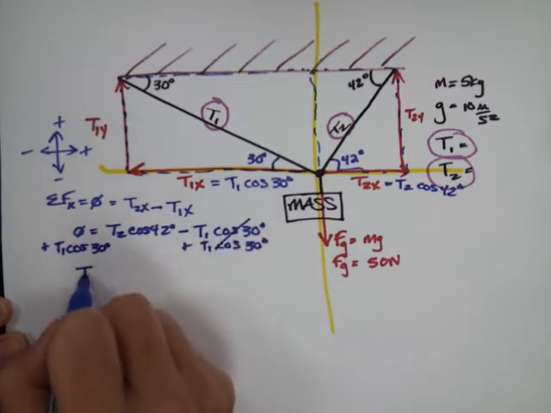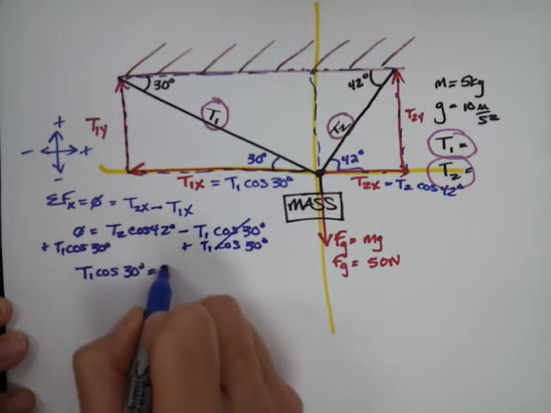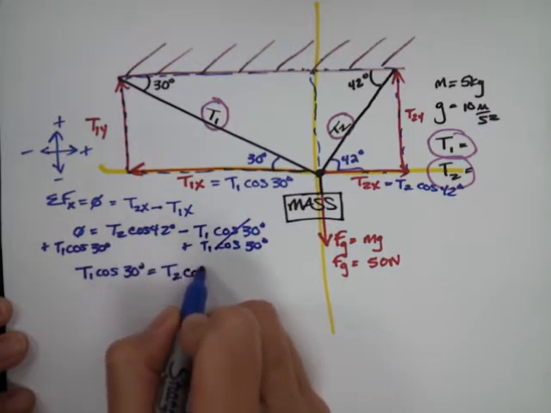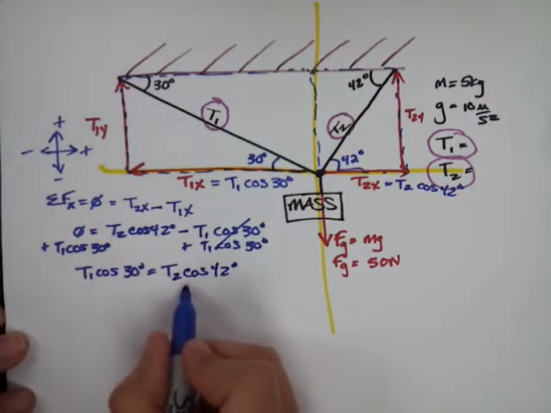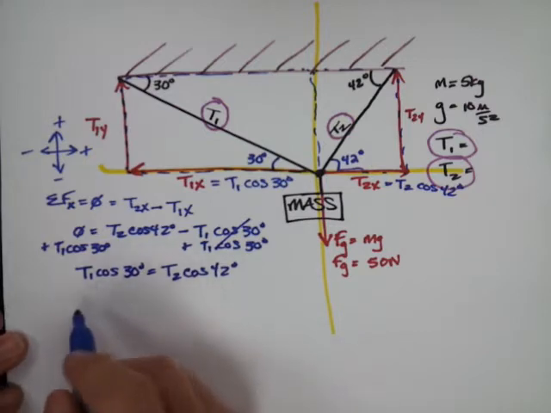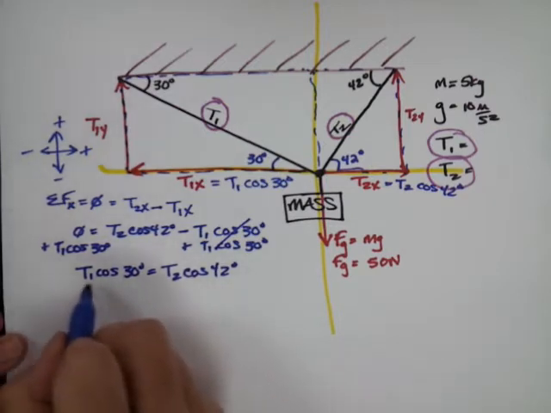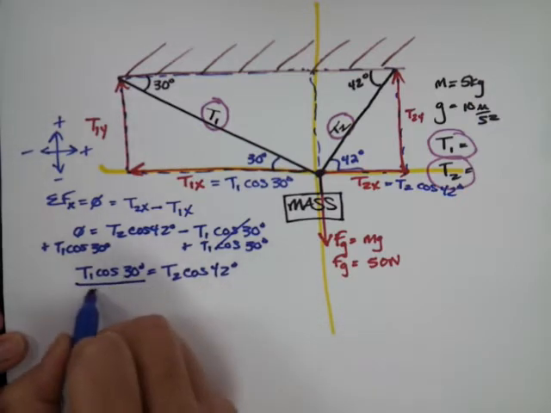Cancels that out, so I have T1 cosine 30 degrees equals T2 cosine 42 degrees. So it doesn't really matter which one I solve for. You can solve for T2, which means you're dividing cosine 42 by both sides, or you can solve for T1. It does not matter. So I'm going to do it like we've done in class, but again, you could solve for T2. It doesn't matter.